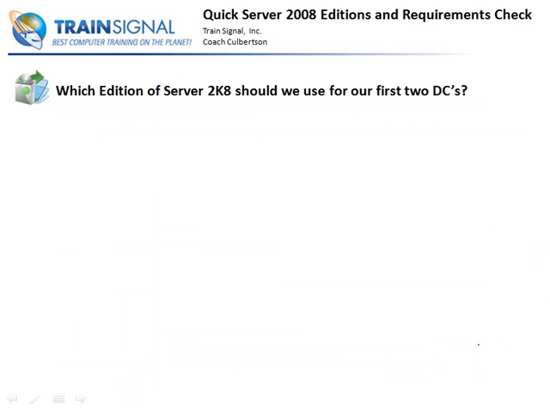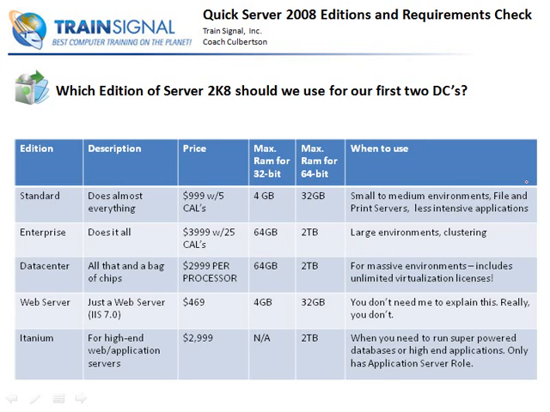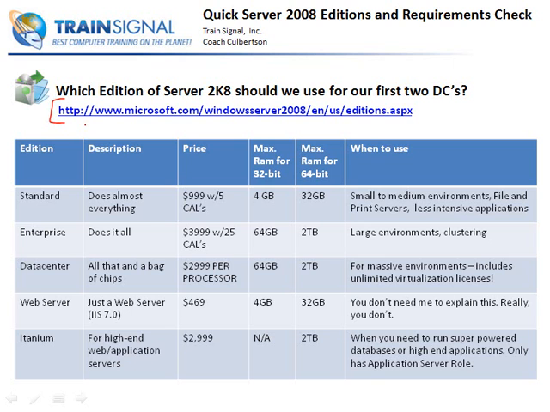All right, so moving on here. Now that we know a little bit more about what the hardware requirements are, you can evaluate what edition we should use for the first two domain controllers. Again, I'm pulling this straight off of Microsoft's website. Here's the link. I'm going to really advise you to go there when you're doing your initial planning and deciding which one to buy, because there's a lot more information on their website, and it's easy to get to. So just jump over there, take a few minutes, and read through that.